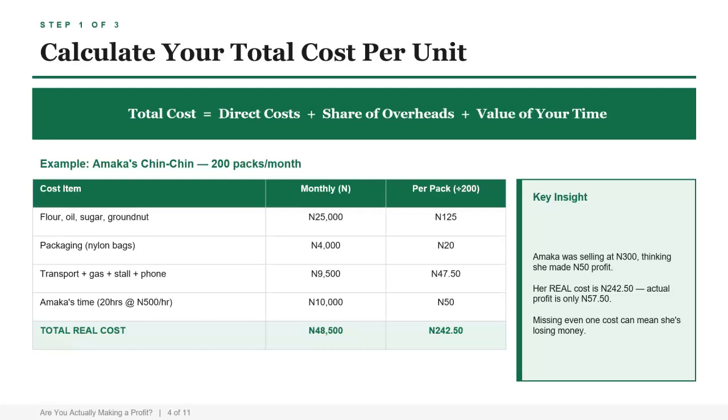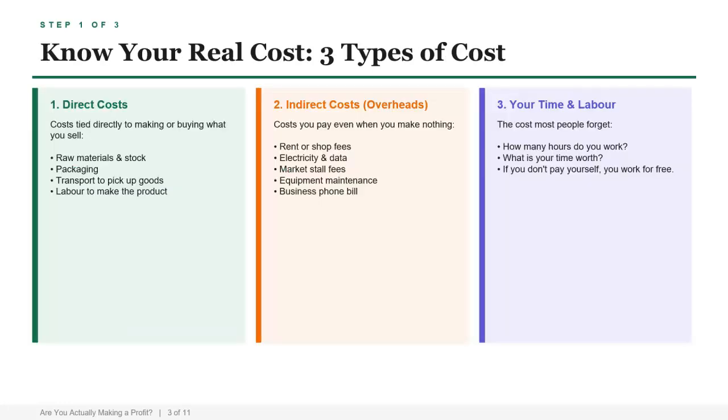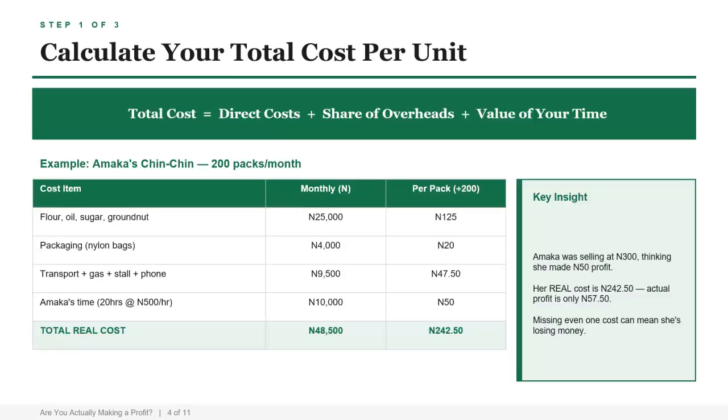The total cost equals direct cost plus shelf overheads plus value of your time. If you've not forgotten, the three costs you have to pay attention to are the direct cost, the indirect cost, and the cost of your time and labor. So that's your total cost.